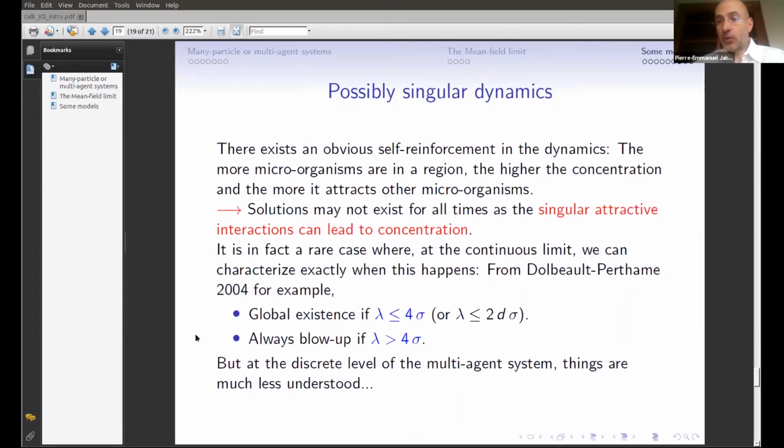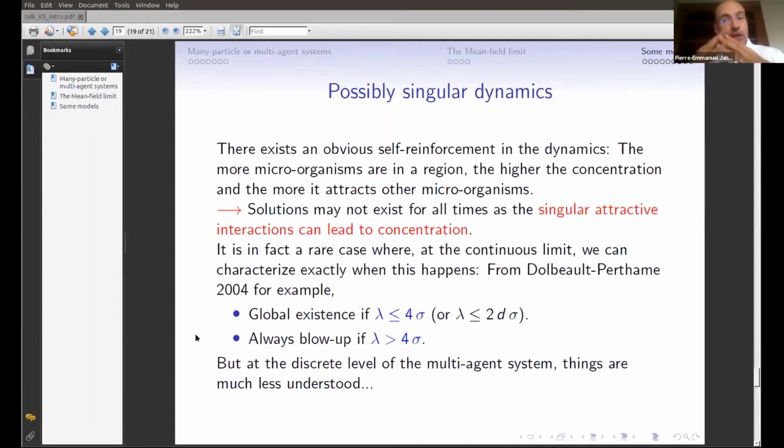And in particular, we can pretty much determine its behavior. It's interesting because obviously there is a possible self-reinforced loop in the dynamics. Because if you start having a little bit too many microorganisms at a point, then they are going to produce more chemicals at that point. And this in turn will attract more organisms, which will produce even more chemicals and so on and so forth. So there's a very natural question, which is: does this system blow up?